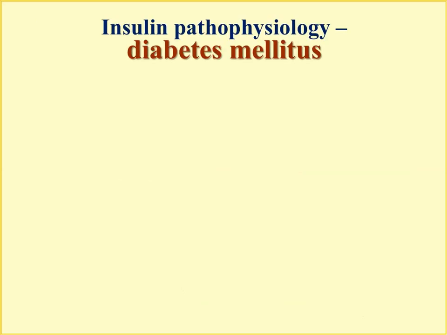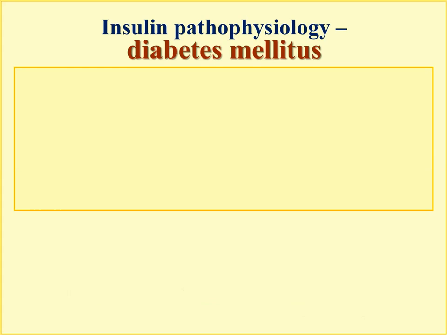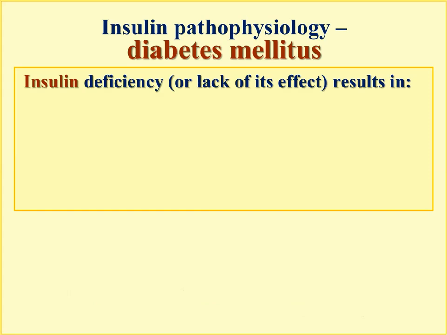Let's move to the insulin pathological physiology, which is very widespread type of pathology, diabetes mellitus, so-called sugar diabetes. And if you remember normal effects of insulin, you easily can deduce the effects of insulin insufficiency or absence of its effect, which symptoms can appear, which changes. First, if normal function of insulin is to decrease glucose, insulin deficiency or lack of its effect results in excess of blood glucose level, hyperglycemia.